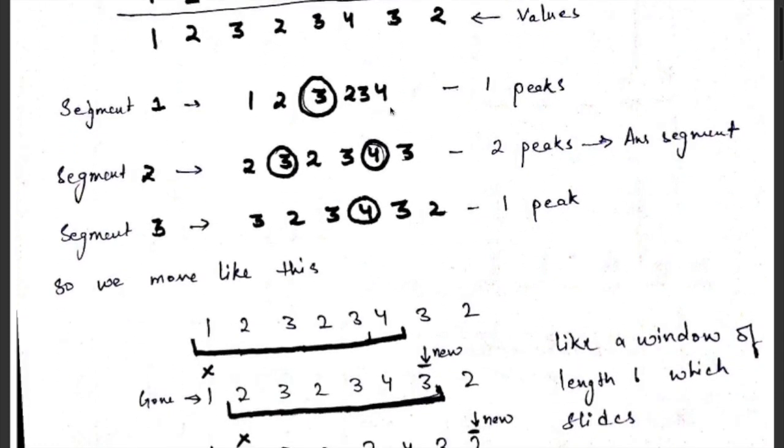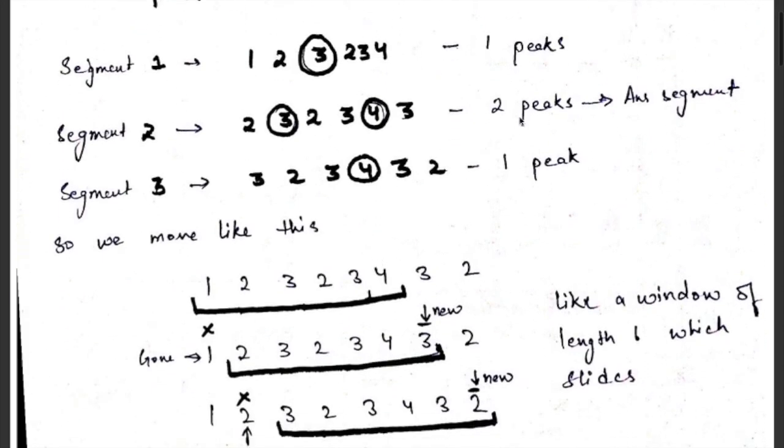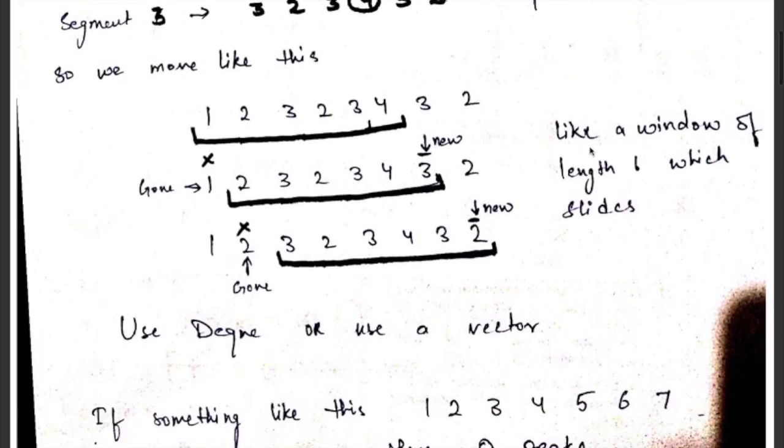We have seen in this first segment there is only one peak, in this second segment there are two peaks, and in this third segment there is only one peak, sorry. So we are clear that we will choose this segment as the number of peaks is greater in this segment, so we'll get the maximum number of pieces here. If there are multiple segments where the peaks are equal, then we will choose the one which has the smaller L.